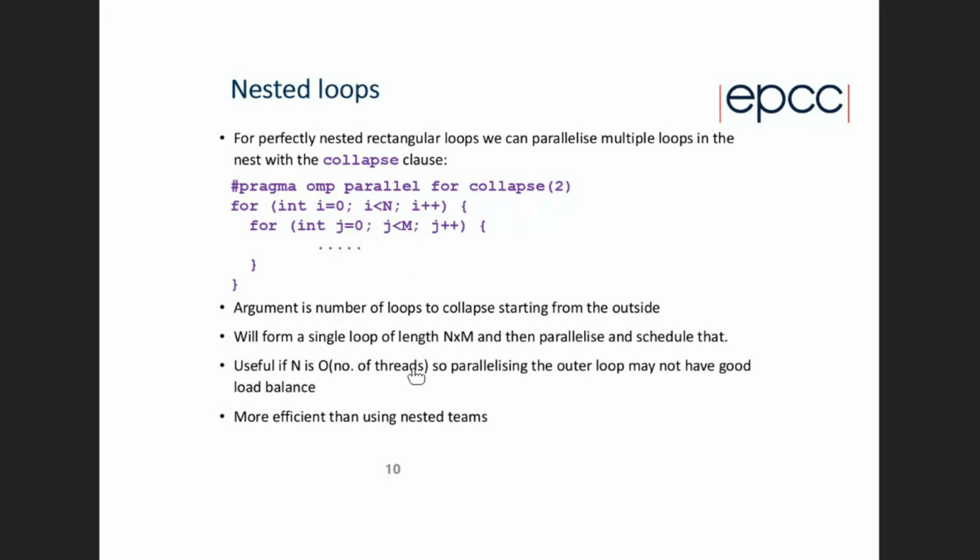So this can be useful in some cases, so for example, if n is of the same order as the number of threads, then you might not get good load balance. Or if n is less than the number of threads, then you might want to exploit some additional parallelism from the j loop as well. So for this particular case, that's typically much more efficient than doing it with nested teams.